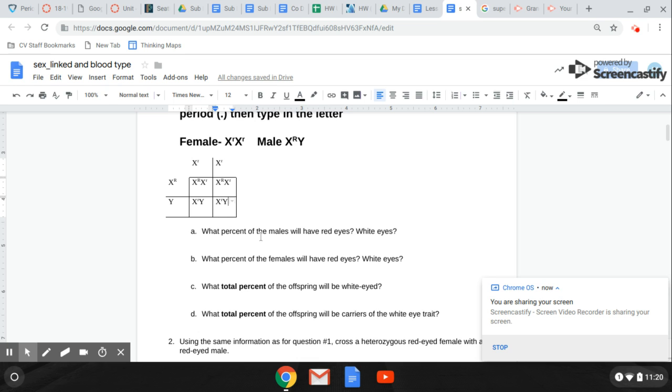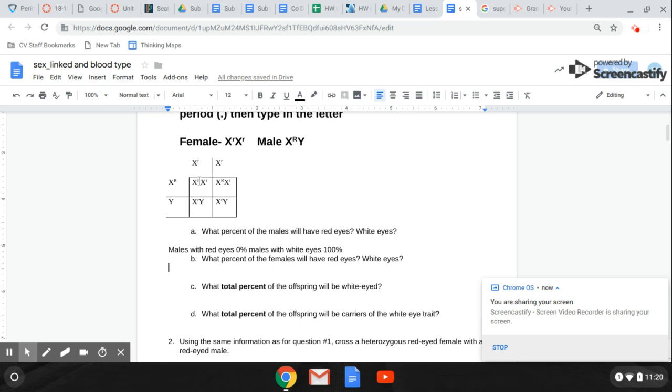So now I can answer some of these questions. It says, what percentage of the males have red eyes? So now I have to look at my boxes that have males and males only, right? So males with red eyes, if I look on there, I have no males with red eyes because they have a lowercase. So I'm going to write 0%. And males with white eyes, I have 100%.